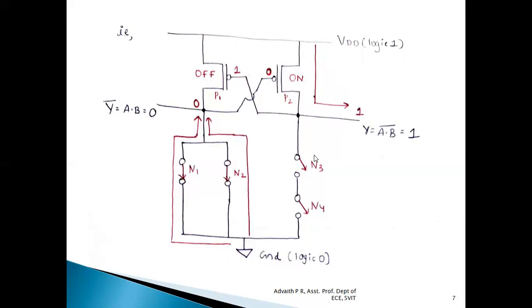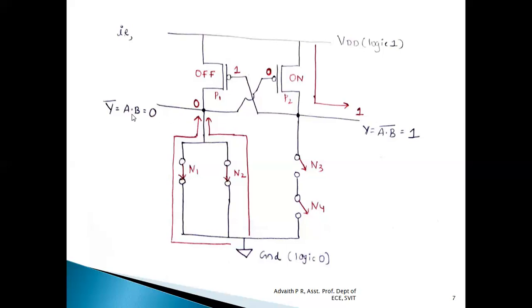So under open switch condition, there will be no flow of logic. So we can discard this particular part of the circuit. Whereas because N1 and N2 are turned on, they act as closed switches. That means there is a connection established between the source and the drain terminals of the MOSFETs N1 and N2. Hence, logic level 0, which is ground, will be connected through N1 and N2. The logic level 0 passes to output A dot B.